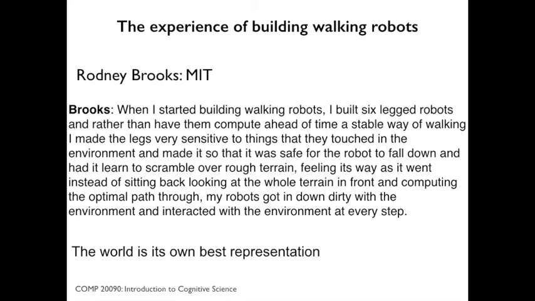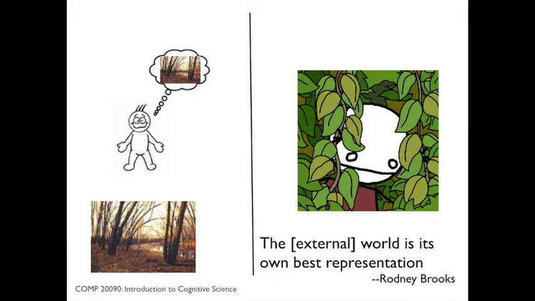He had to worry about making sure things didn't fall over, making sure that the robots, as he said, got down and dirty with the environment and interacted with the environment at every step. So he was worried about the match between the robot and the environment. And we can contrast these two views with this picture, which we've seen before. On the left-hand side, you have the Cartesian representational view.